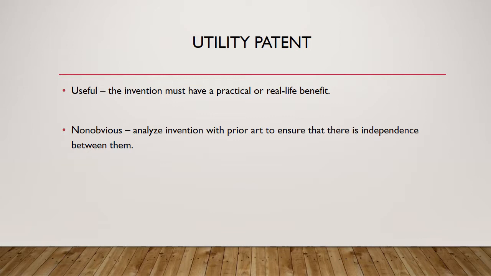Non-obvious, the third requirement, you analyze the invention with the prior art to ensure that there is some element of independence between them. So going back to our suitcase example, there would be suitcases that exist, that's your prior art, but you've got to look back and see, is there any suitcase that has been able to break down like this one does? And assuming that there's not, then that would be something that is non-obvious, meaning that there's independence between all the other suitcases and any takes of those and what is currently being sought a utility patent on.